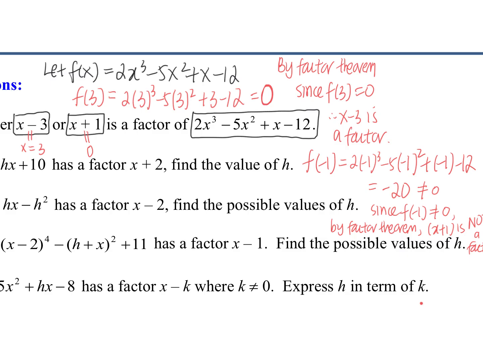3 plus 5 minus 4. So 4 plus h is 0. So h is just minus 4. Okay, very easy. Nothing different.